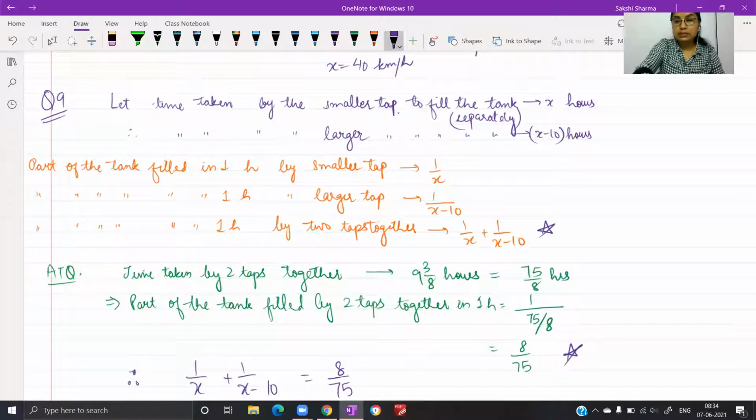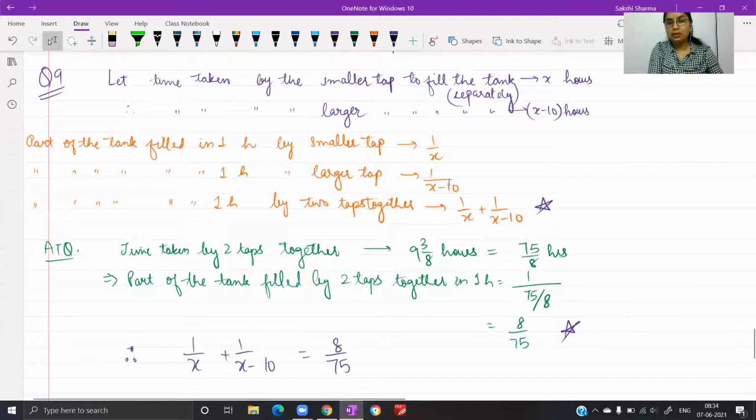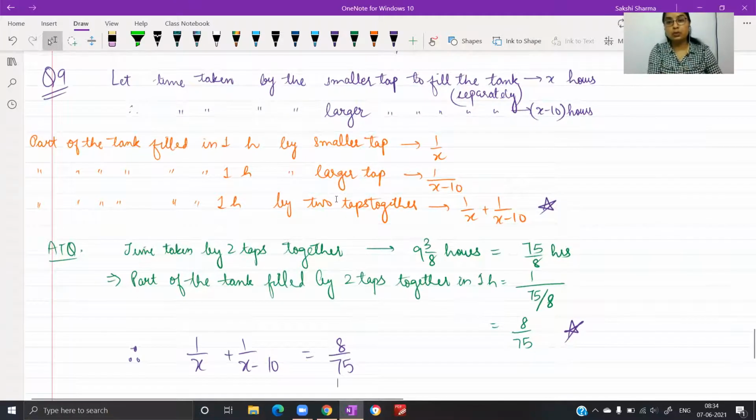Tell me if this part is clear. The rest of the thing, I think you can do that on your own, simplifying the equation, solving it. That part is easy. You have practiced that a lot. Anyone who has questions how I have reached my equation? Again, the portion that I've written in orange and green is not at all necessary. You could directly write your equation after assuming the time for individual taps.